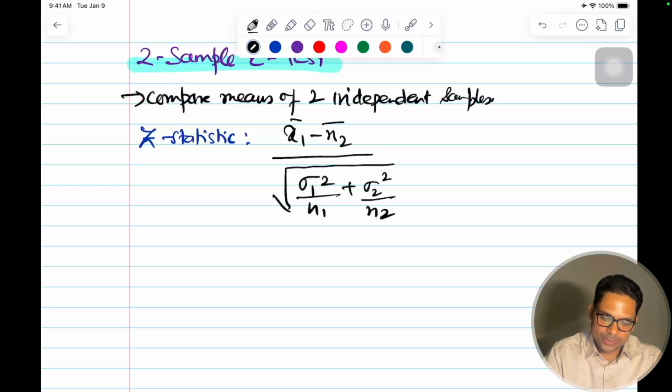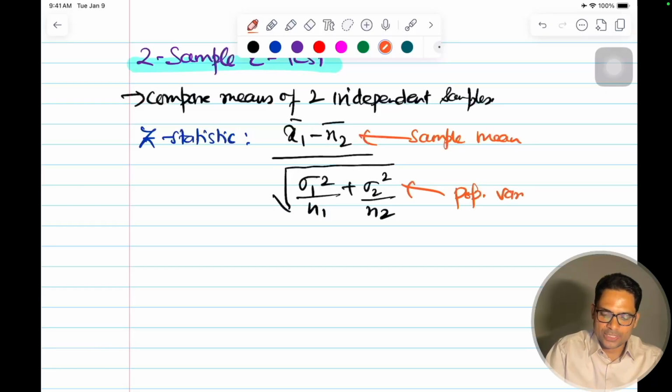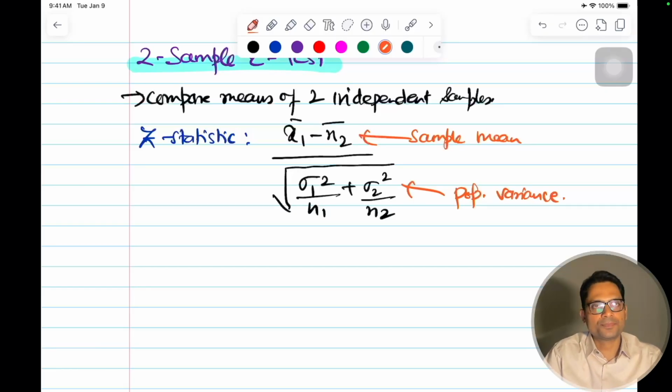These are your sample means, and then we standardize it by the square root of these terms. These are variances, right? These are population variances, which are known for both the samples.